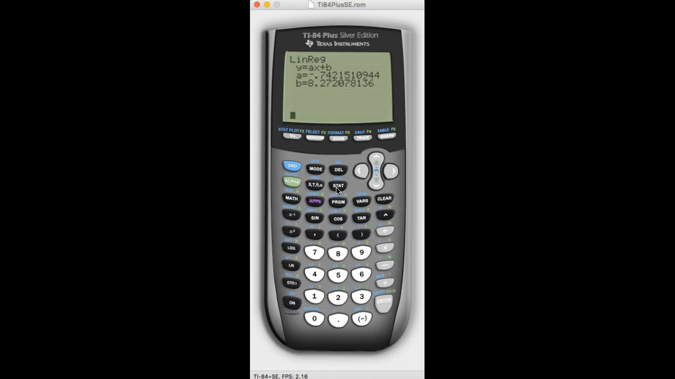Yes. Now, watch what I'm going to do. I'm going to go back to y equals. Everybody hit y equals. And then I'm going to type in that equation. Now, be careful that you don't hit minus instead of negative. So I want negative 0.742 and then x plus 8.272.